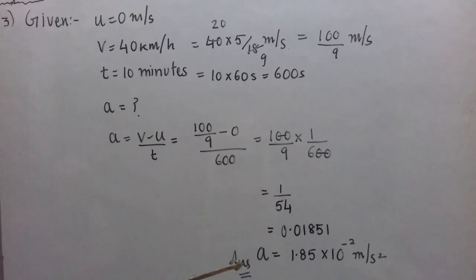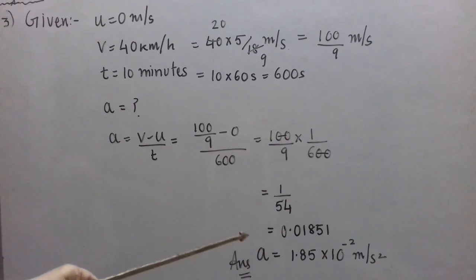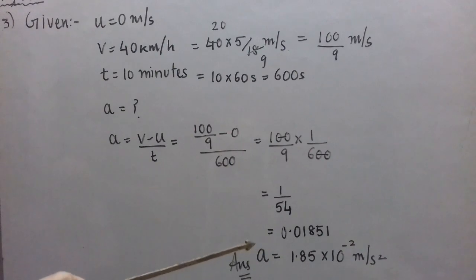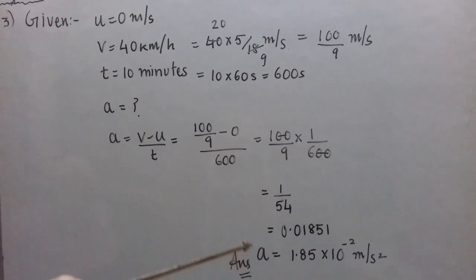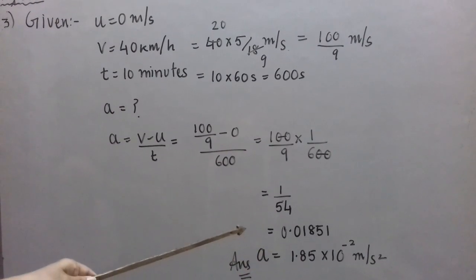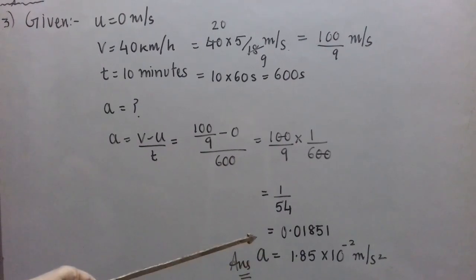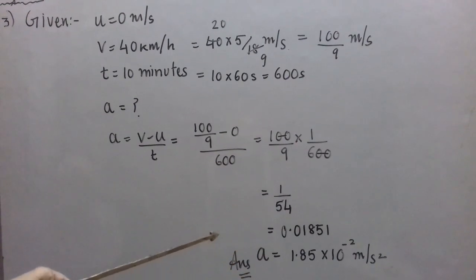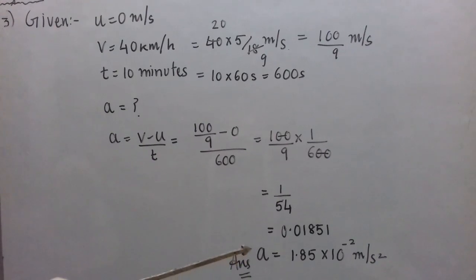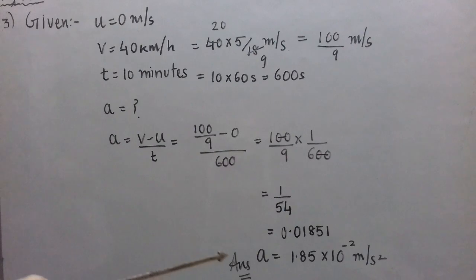1.851. But if I write it as 1.851, then I have to multiply it by 10 raised to minus 2, since I have shifted the decimal point by 2 places towards the right-hand side. Shifting of the decimal point is by 2 places towards the right. I have not written 1 here because I have directly rounded off to 2 decimal places. So the final answer is written in scientific notation as this.